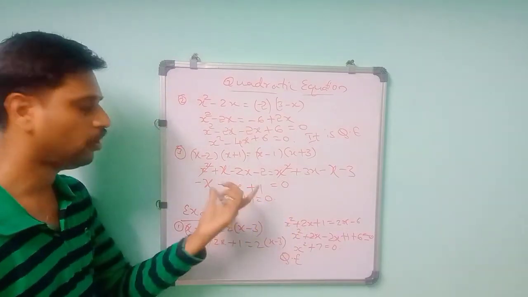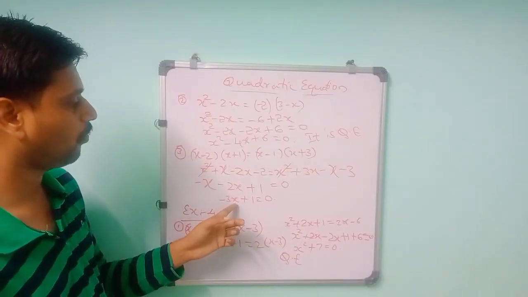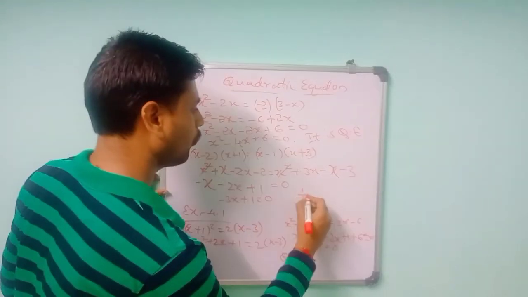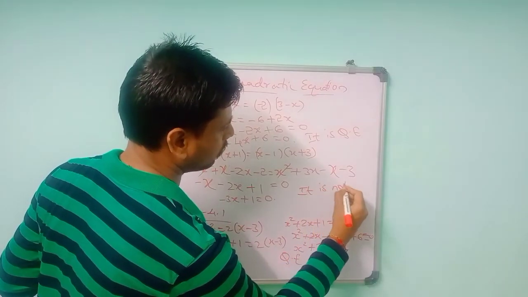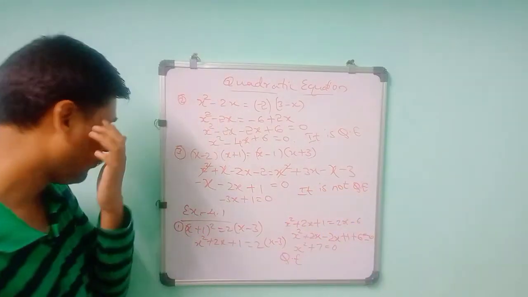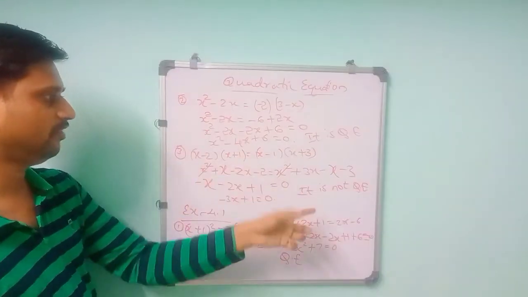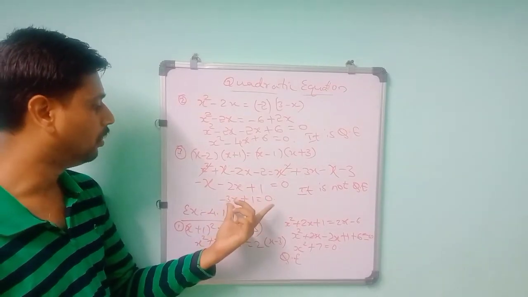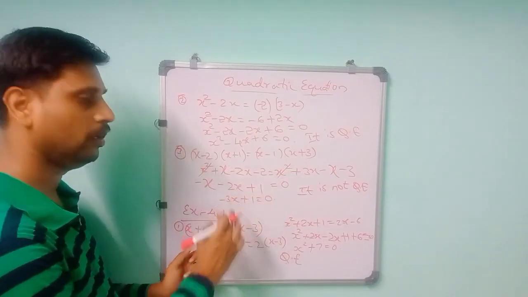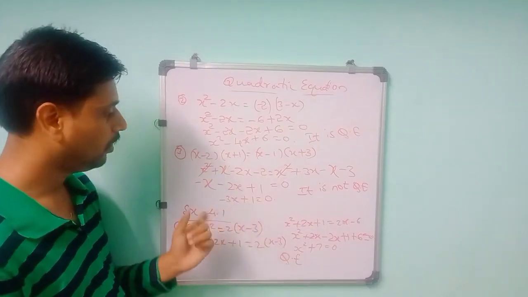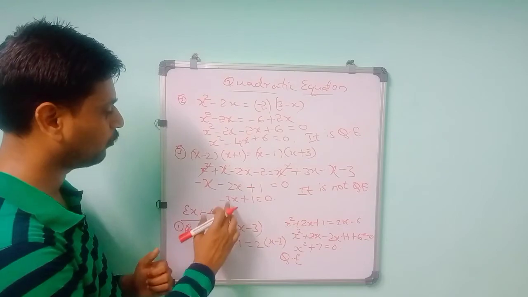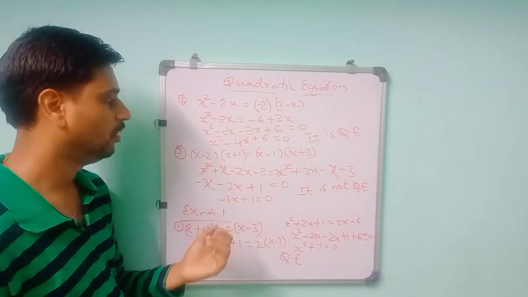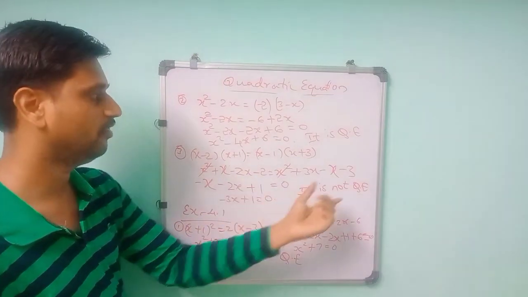Here it is not quadratic. Why? Because it contains x but does not contain the degree of 2. If it does not contain the degree of 2, then it is not a quadratic equation. So you only have to remember that if it contains degree of 2, then only it is a quadratic equation. If it does not contain degree of 2, then it is not quadratic. Even if it has degree of 1, it is not a quadratic equation. If the equation is in the form of ax square plus c, then also it is a quadratic equation. So for the degree of 2 only you have to check whether it is a quadratic equation or not.